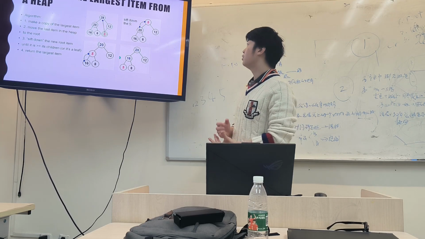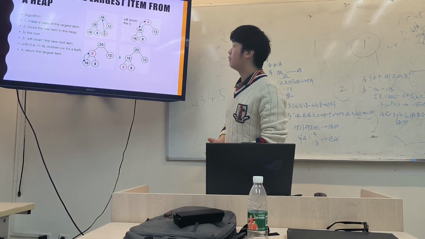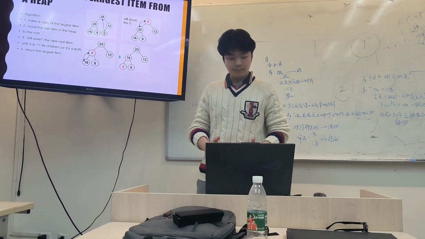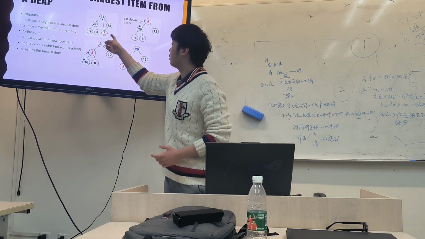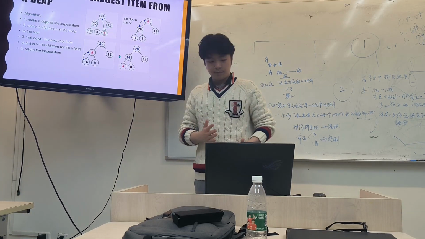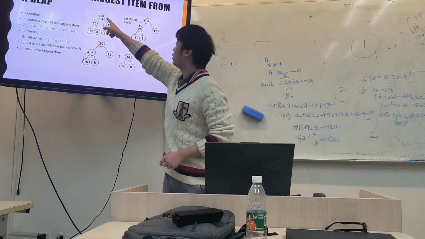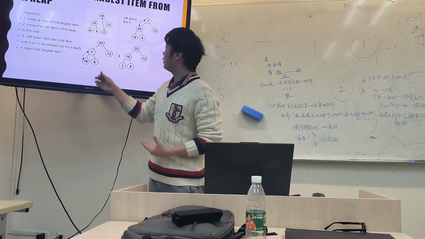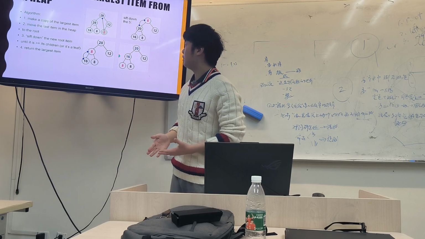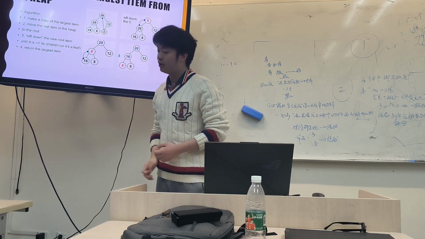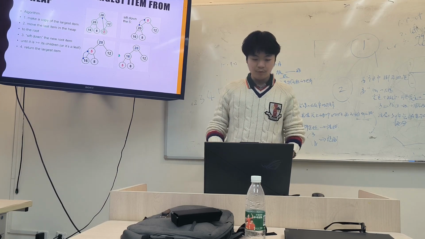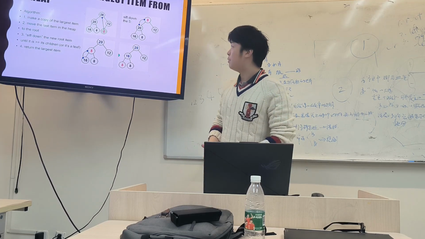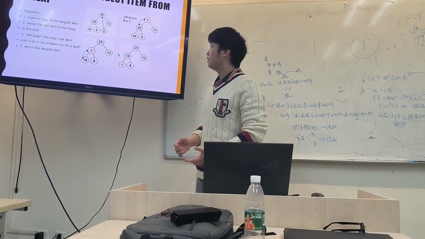So now I'll talk about how to remove the largest item from a heap. For example, we can have a max heap here. We know that it is a max heap because this one is largest and these are smaller than this node. And you can see that this subtree is also a max heap because this one is larger than its children. So what if we want to remove the largest item, which is the root of the heap, while keeping its structure still a heap?